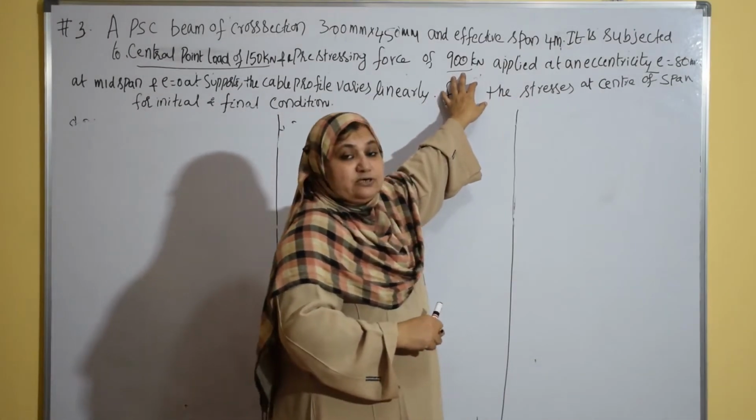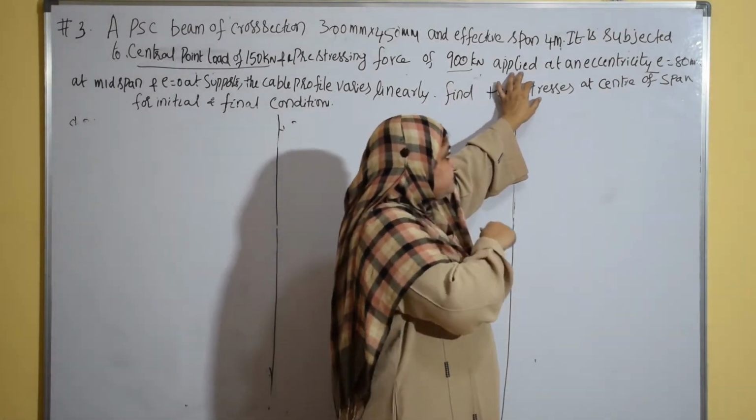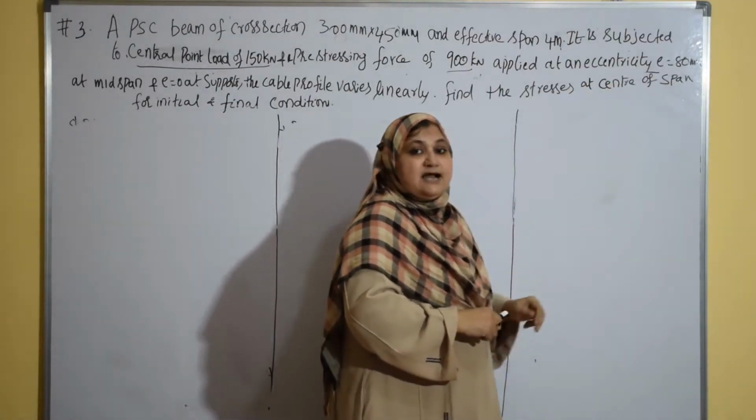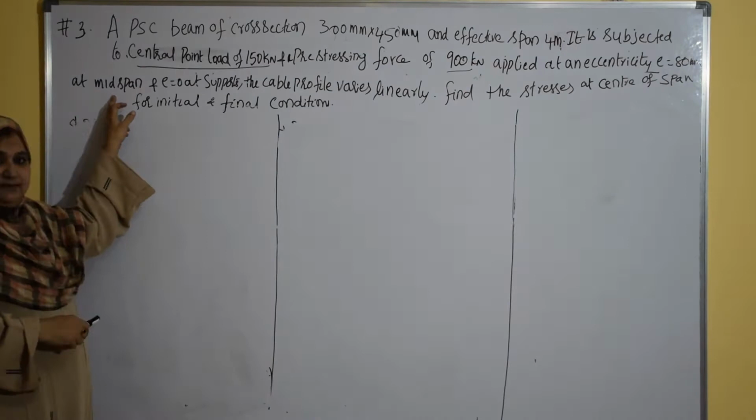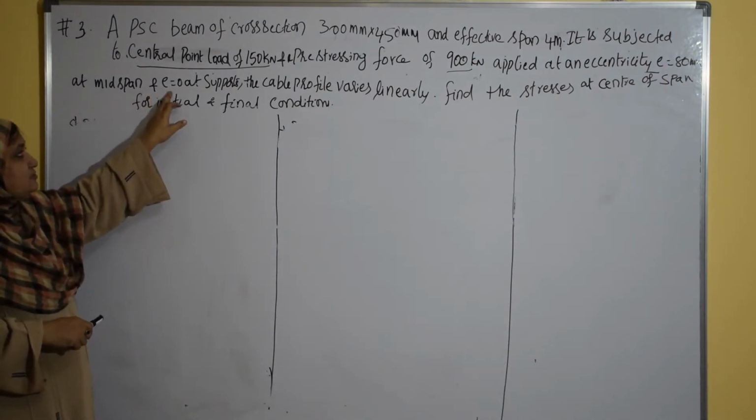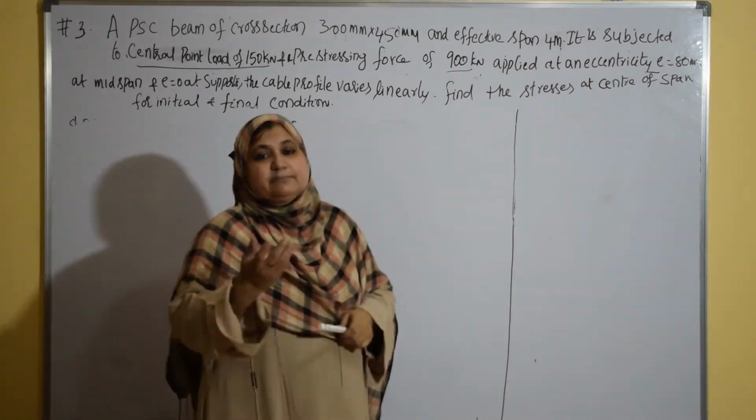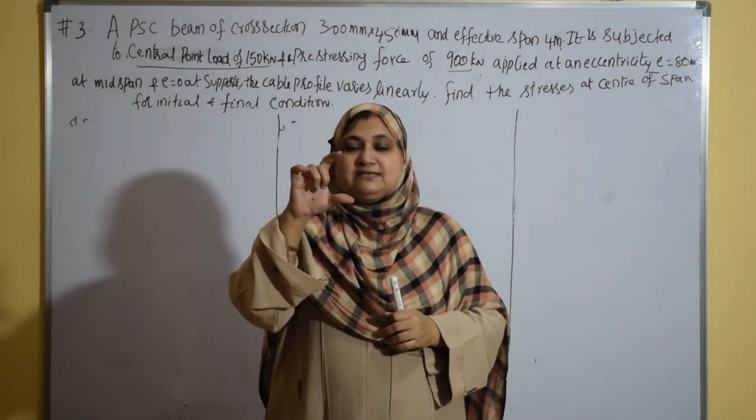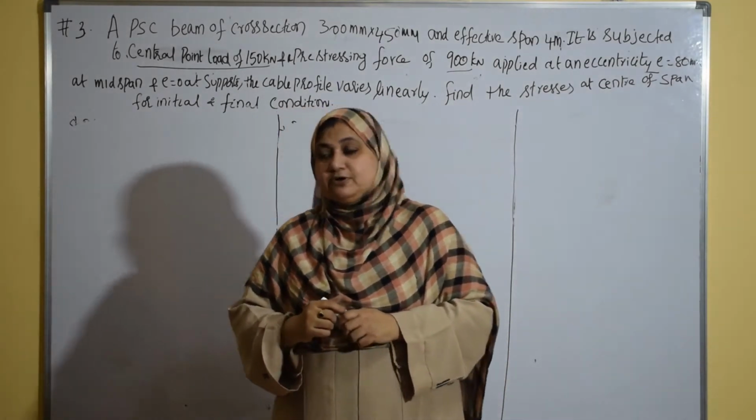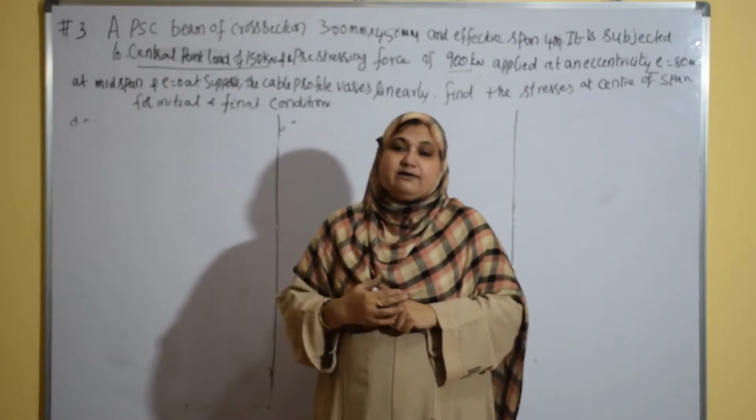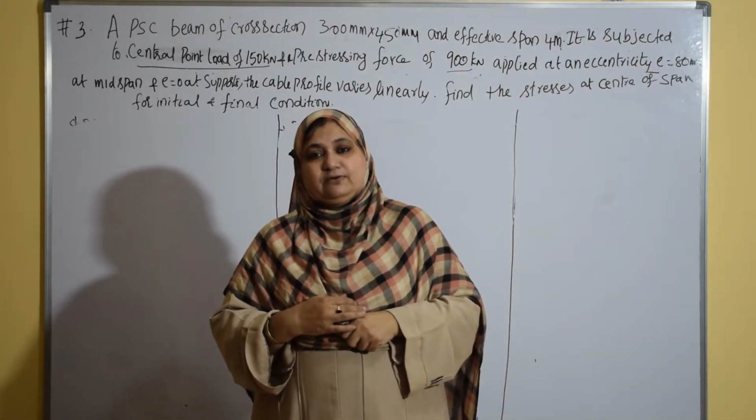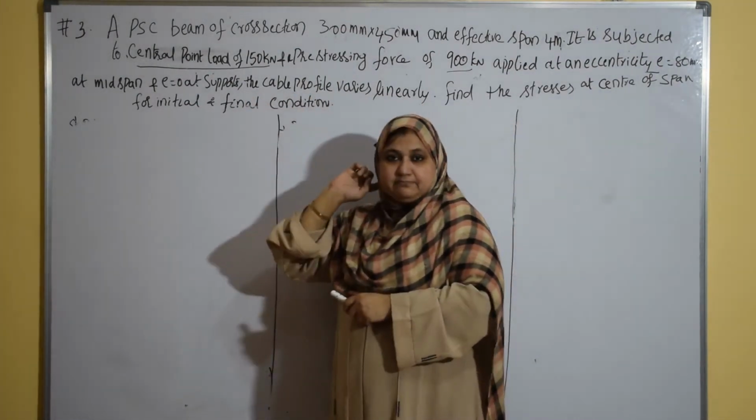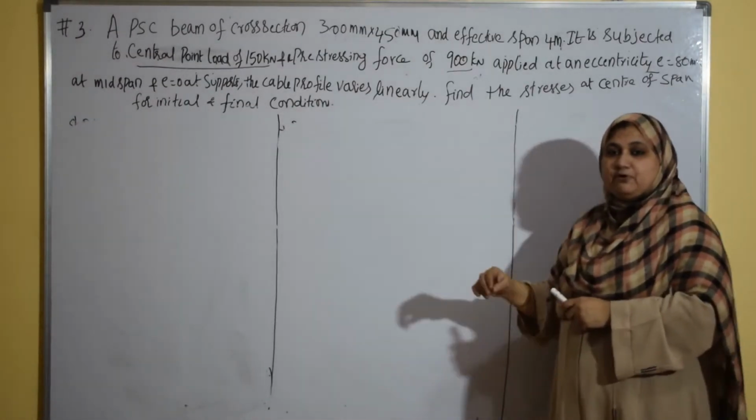This 900 kilonewton pre-stressing force is applied at an eccentricity of 80 mm. Please make a note: this eccentricity is 80 mm at mid-span, and eccentricity is equal to 0 at the support. This is the difference between the last class problem and this class problem. The eccentricity is varying, with maximum at the center and 0 at the support. Once I draw the cable profile, you will have a better idea about it. The cable profile varies linearly from 0 to 80 mm. I'll draw it and show you how the cable profile will be.